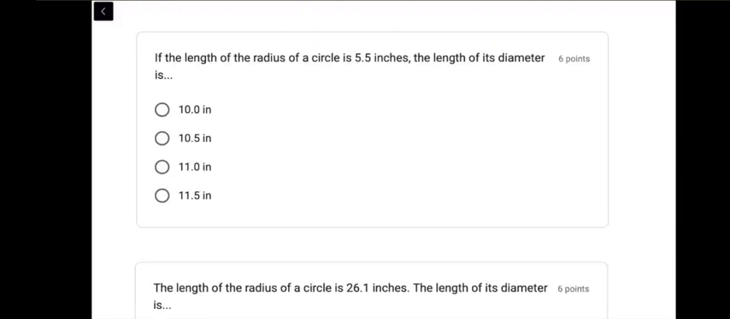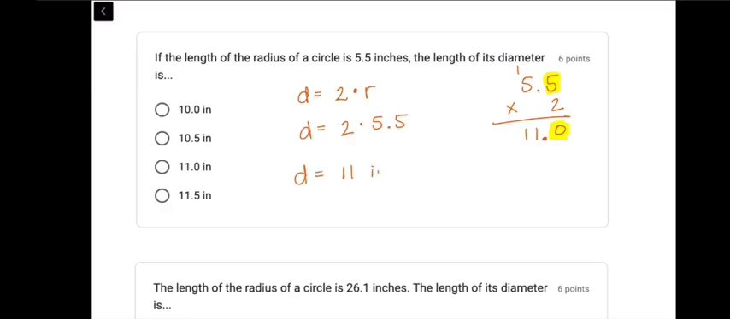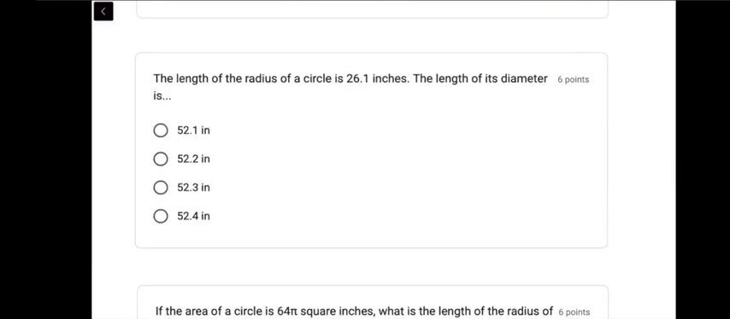In this problem, it says, if the length of the radius of a circle is 5.5 inches, the length of its diameter is. Diameter is equal to 2 times the radius. Given that the radius of this circle is 5.5, we can go ahead and multiply 5.5 times 2. That's going to give us 10, carry the 1. That's going to be 10 plus 1 will be 11. I had one value behind my decimal point, so I need one value behind my decimal point. And finally, this tells me that the diameter of the circle would be 11.0 or just 11 inches, making the final answer C.